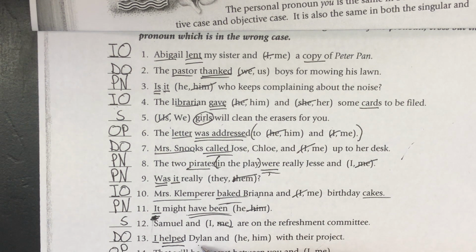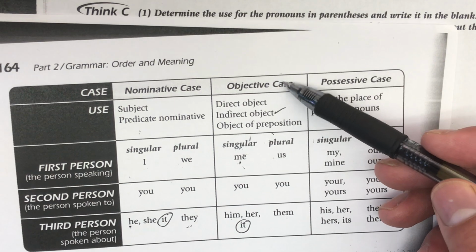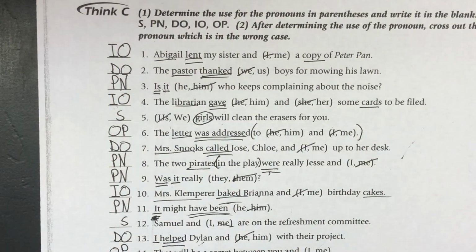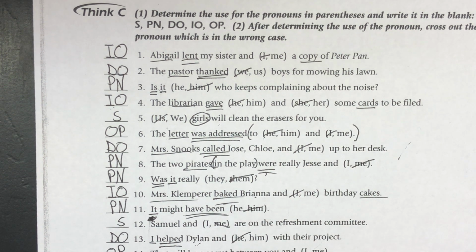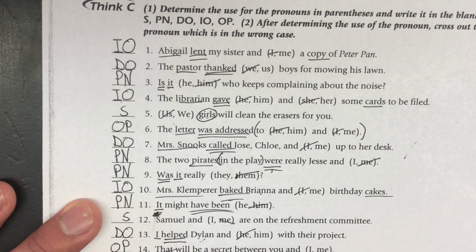You've got a proper noun Dylan, and then the pronoun, which is functioning as a direct object. You scroll down to your list, you see that you have to use an objective case pronoun. In this case, him. So he gets crossed out because he is in the nominative case. Next, that will be a secret between you and blank. All right, we've got our verb. So that will be a secret between you and blank.